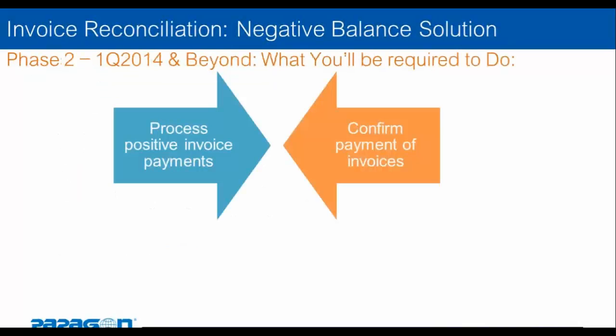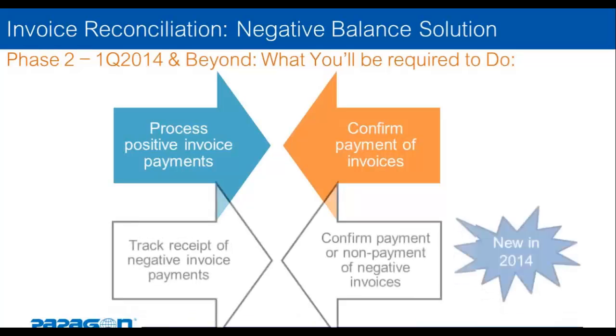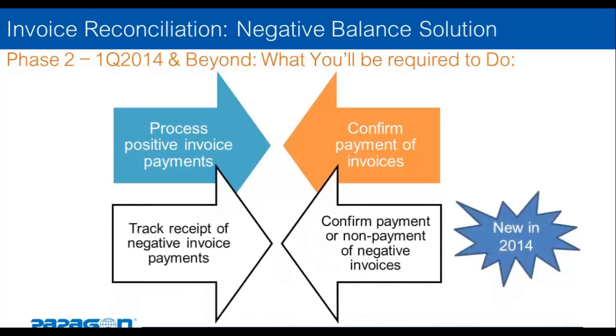So let's take a look at what you'll be required to do for Phase 2 of negative balance solution, which is in effect as of the 1Q14 invoice quarter and will be applicable in all future quarters. As per the standard quarterly invoice process, you'll need to process positive invoice payments within the 38-day processing deadline and confirm payments within 5 days of the end of the deadline or the 43rd day. Additionally, in 2014, you will also need to track receipt of negative invoice payments within that same 38-day processing timeline and confirm receipt of payment or non-payment for negative invoices within 5 days of the end of that deadline.